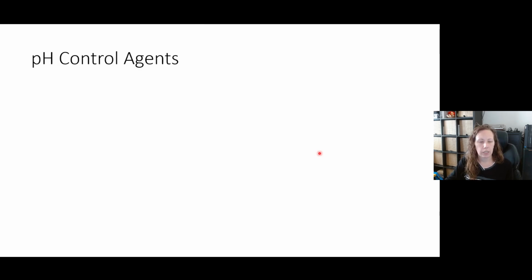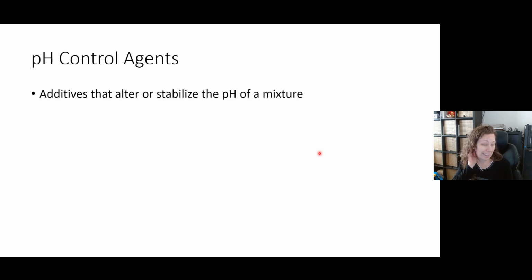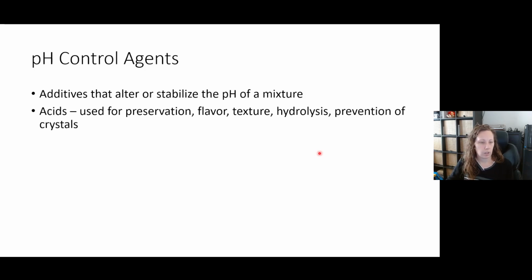Okay, and now pH control agents. So a pH control agent is any additive that alters or stabilizes the pH of a mixture. So it can change it, or the focus can be to keep it the same. So there are three general categories of pH control agents.